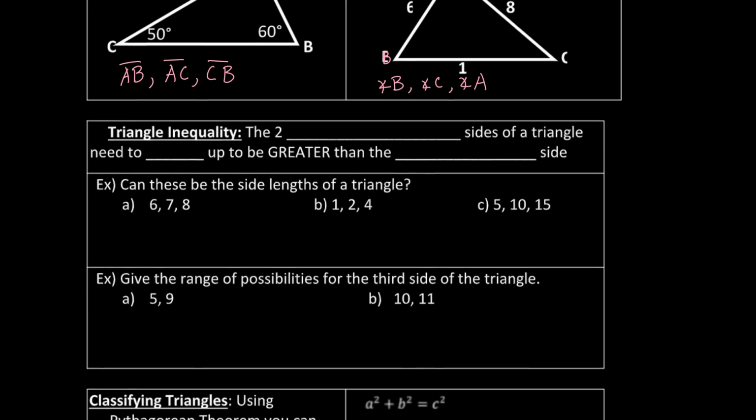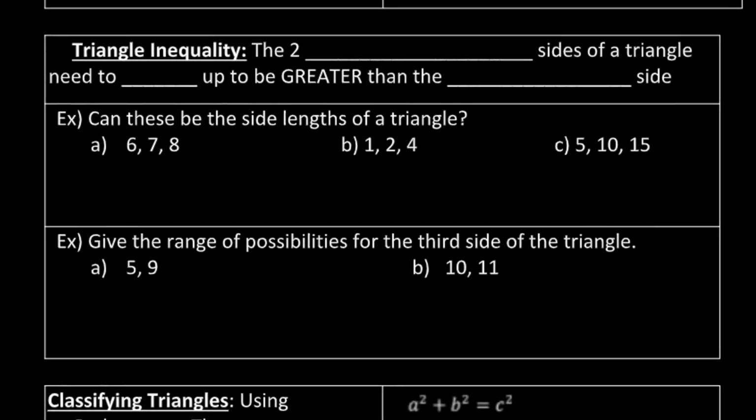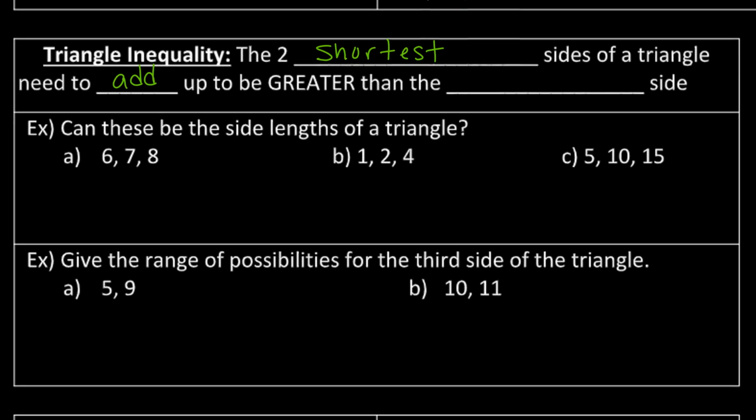So now that we understand the relationship between sides and angles, now we're going to figure out if three numbers can create a triangle. So, in order to test if 3 numbers can be a triangle, there's what's called the triangle inequality theorem. The triangle inequality theorem states that the 2 shortest sides of a triangle need to add up to be greater than the third side.